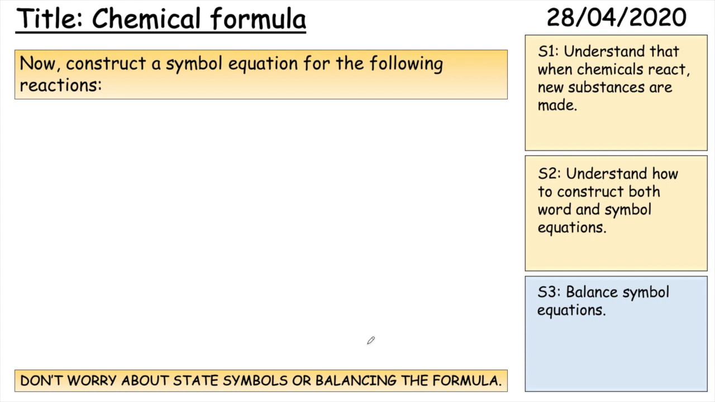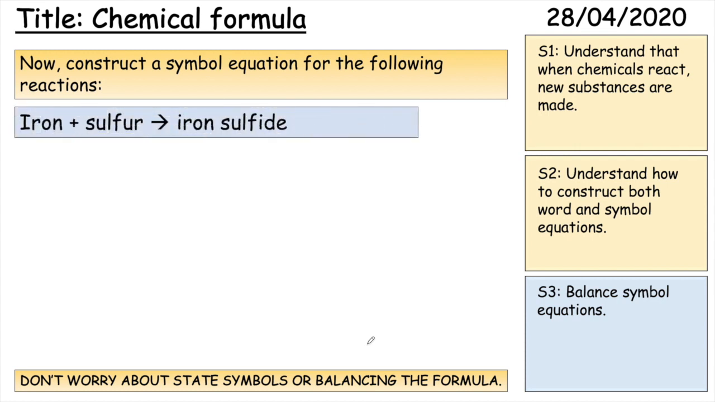We're going to do this, but we're going to do this for whole equations. I'm going to give you the word equation, and you're going to change it into the symbol equation. So the first one, iron and sulfur form iron sulfide. We'll do this one together, and then I'll give you some to try yourself. So iron from the list is Fe, sulfur is S, and iron sulfide would be FeS.